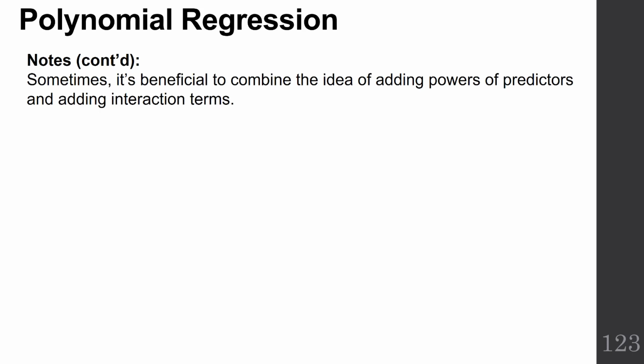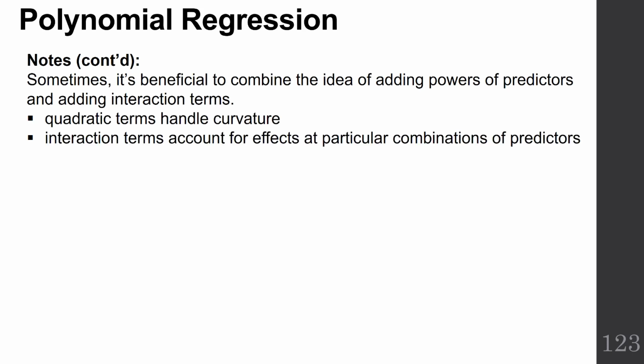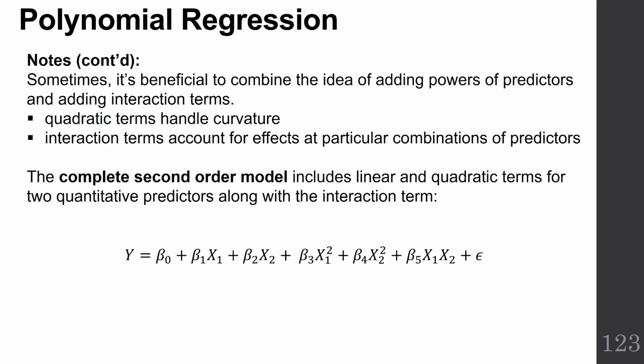Sometimes it's beneficial to combine the idea of adding powers of predictors and adding interaction terms. Quadratic terms can handle curvature, and interaction terms account for effects at particular combinations of predictors. There's something called the complete second-order model, which includes linear and quadratic terms for two quantitative predictors along with the interaction term, and it is pictured here on your screen. Y equals beta naught plus beta 1x1 plus beta 2x2 plus beta 3x1 squared plus beta 4x2 squared plus beta 5 times the interaction x1 times x2 plus an error.